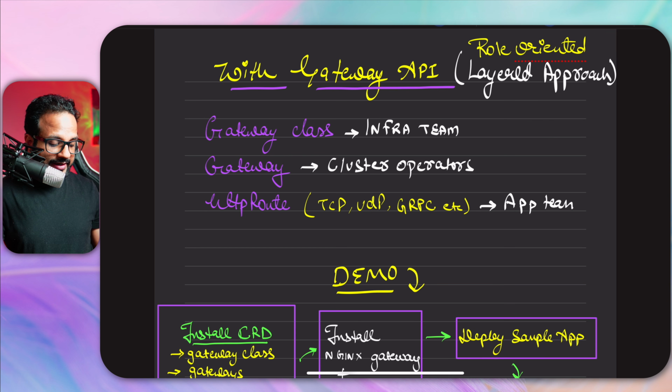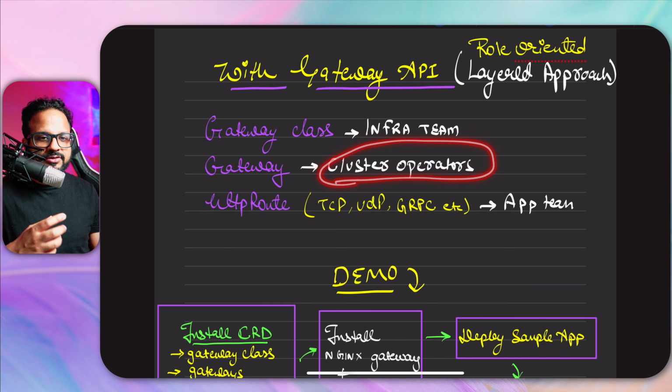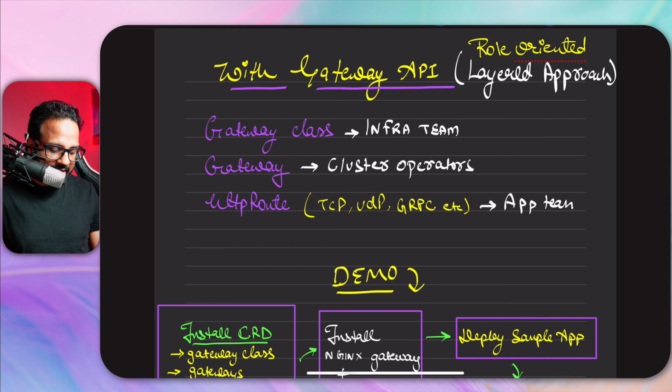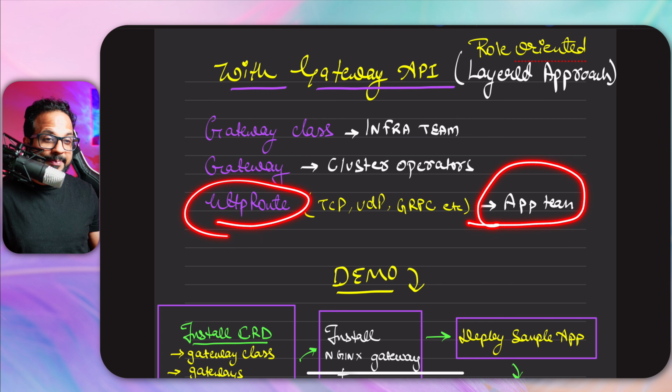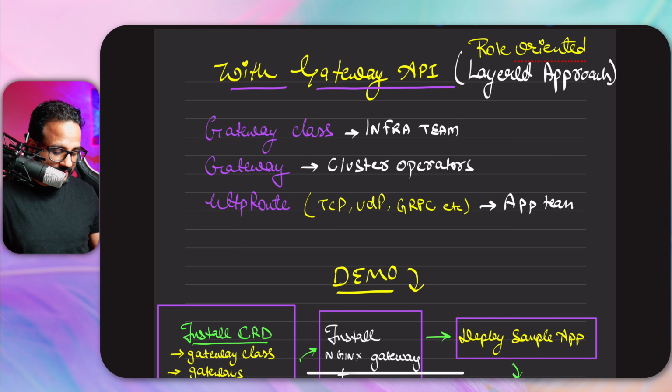But in Gateway, it provides you a layered approach, which is also a role-oriented approach. In this, every component of Gateway API is controlled and managed by a separate team. The Gateway class is controlled and managed by the infra team, whichever infra team you have in your organization. Then we have the gateway resource itself, which is managed by cluster operators or your Kubernetes admins. Then you have your routes such as HTTP route, TCP, UDP, and so on. So these routes are managed by your application team or your development teams, right?